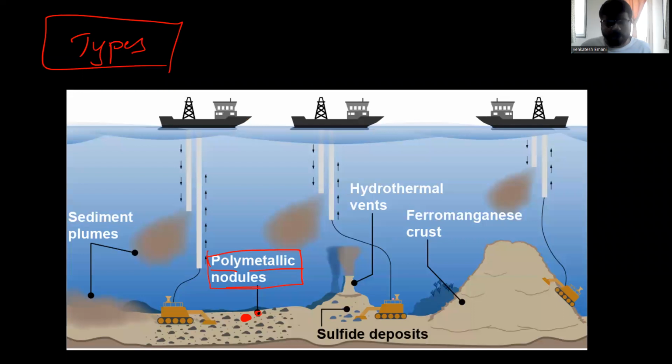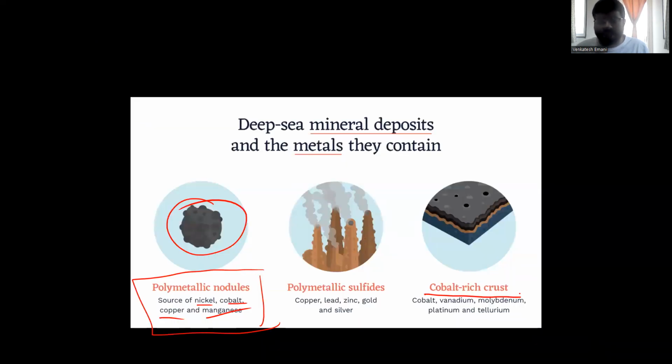Similarly, you have polymetallic sulfide deposits along the hydrothermal vents very near to them, and also the cobalt crust, which you call the ferromanganese crust, the cobalt-rich crust. So you find cobalt, vanadium, molybdenum, platinum, tellurium. So you have the rare earth minerals, you have the new energy minerals which we need, all are available in the deep sea minerals. They'll ask you, polymetallic nodules are found in the deep seabed. What are the major resources they might have? This is an important MCQ.